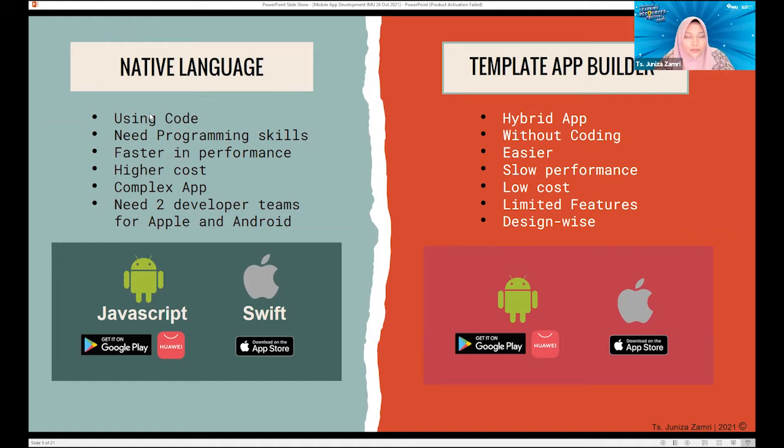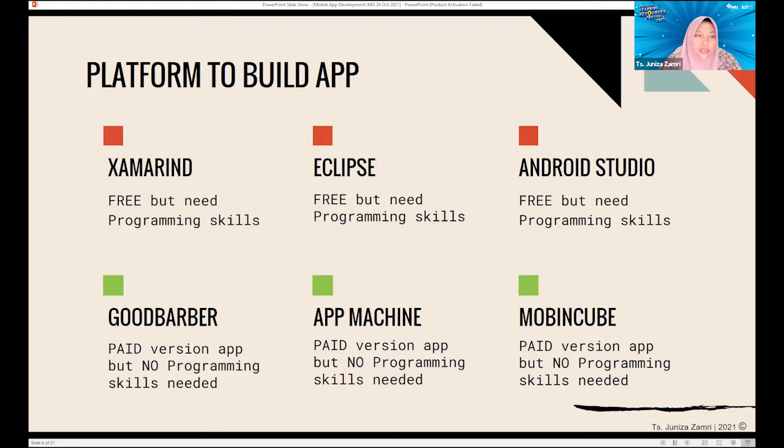Okay. All right, so this is a list of example platforms that we can use to build an app. If we look at the top row of the platforms that we can choose to build an app, the top row is the first version, the free version. But obviously, if you use the free version, it comes with the need for programming skills to develop the apps.